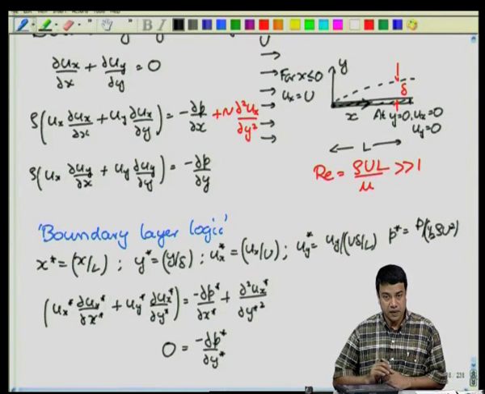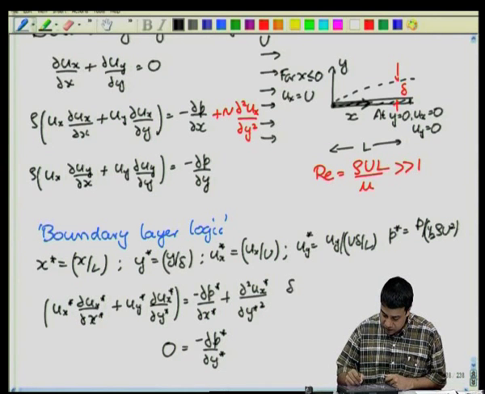To leading order, we have neglected terms proportional to Re inverse. In particular, we have neglected the diffusion term in the streamwise direction in the x conservation equation. Partial square u_x by partial x square has been neglected, simply because if the length scale in the x direction is L, then partial square u_x by partial x square goes as U by L square, whereas this cross stream second derivative goes as U by delta square, which is much larger.